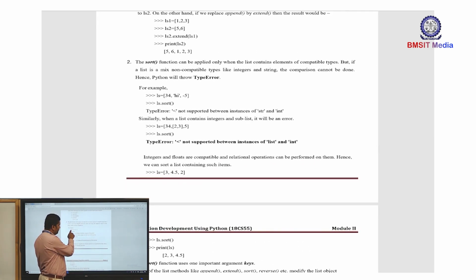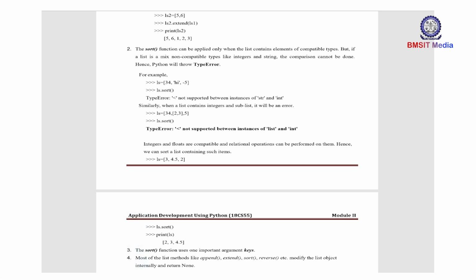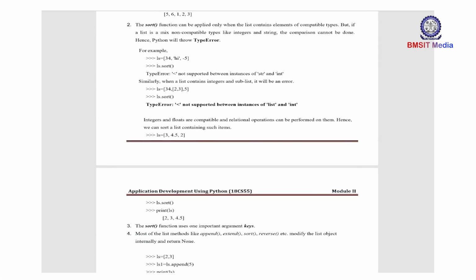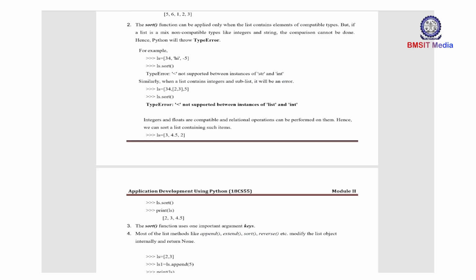Now just observe here, I have used the list as 34, high, minus 5. Whenever I say sort here, of course the first and third elements are integers, fine. But the second value that I have given is a string because it is high, right? So it gives me a type error when I use sort on this particular list because this high is not supported. That is, string instance is not supported. Understood, right? It is not compatible, we say. A string cannot be converted to integer automatically. That is why this type error will come.